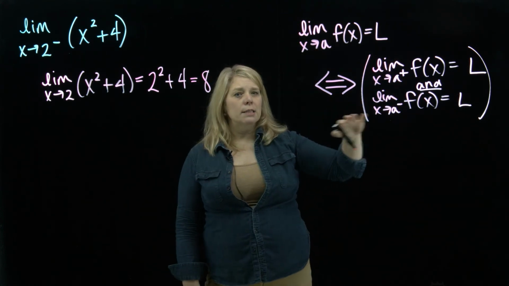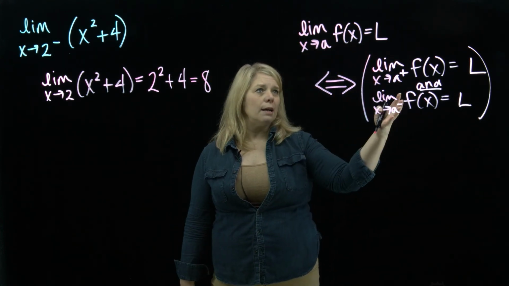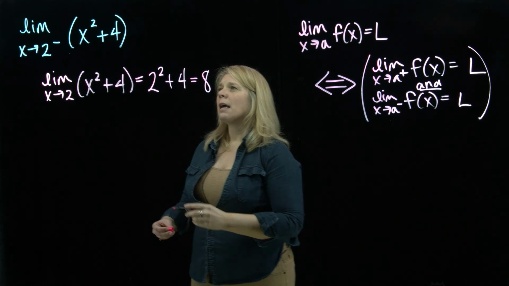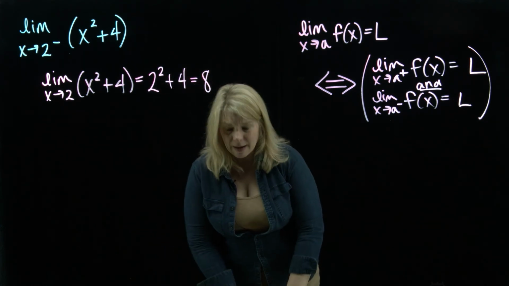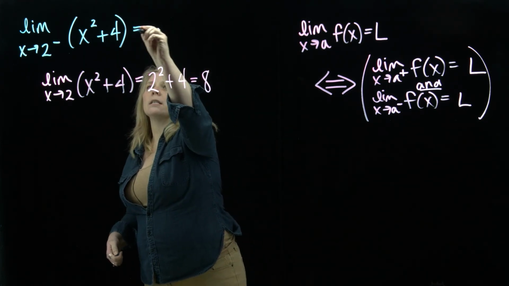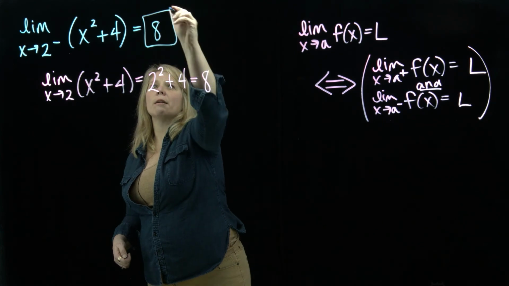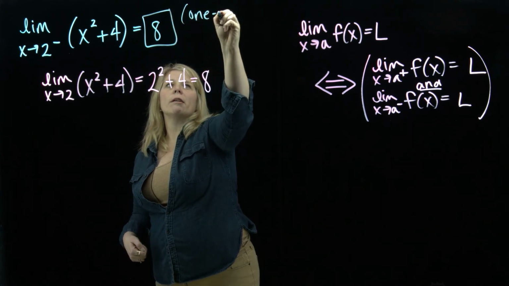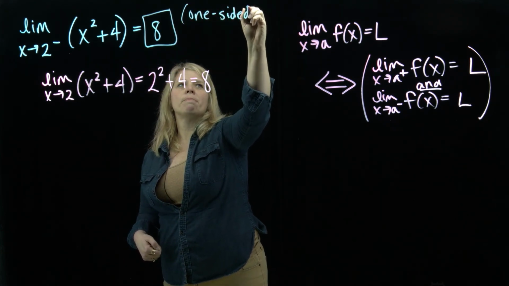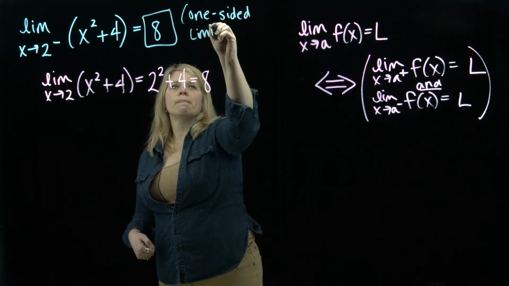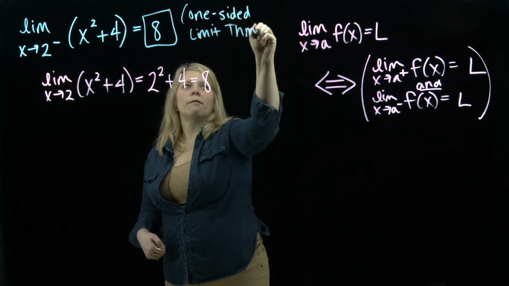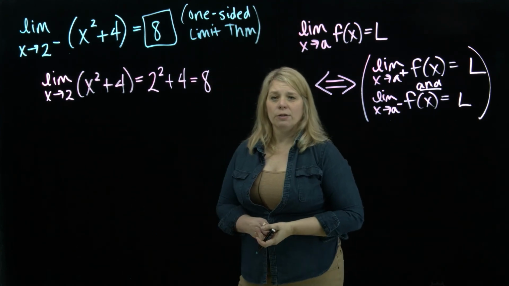And then we can use this theorem that's about one-sided limits and regular limits. And we can then conclude that the limit of this original problem here is also 8 by using that theorem. The one-sided limit theorem is usually what I call that, if you want to justify what theorem it is you use.